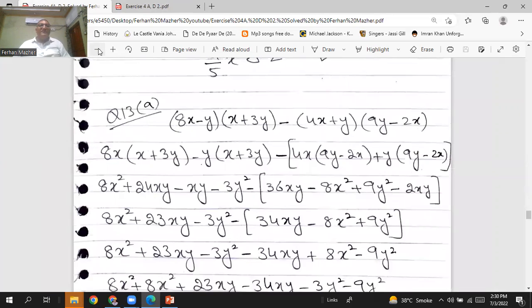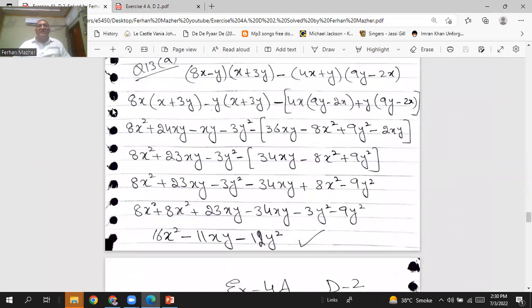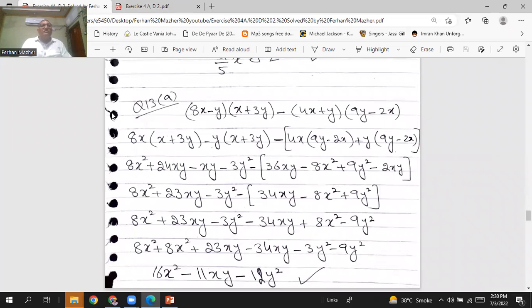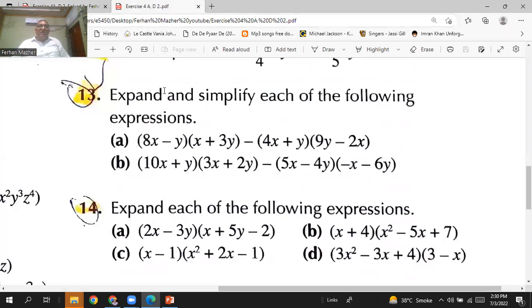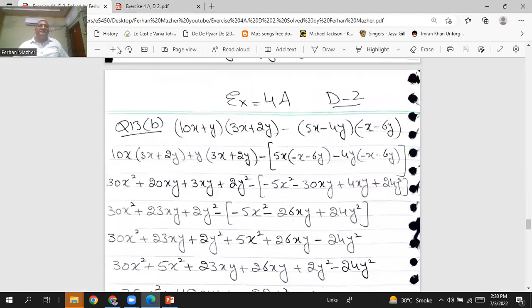Let me reduce the size so you can see the whole question together. My dear students, question number 13, A part, is showing up on your screen. You can pause the video and take your time. A very important question. Question number 13, B part, again we have the same kind of question. These two brackets are multiplying, no issue. These two brackets are multiplying, very simple, but one problem: they have a negative sign outside. For this negative sign, I will put a square bracket here, and let's do this question.